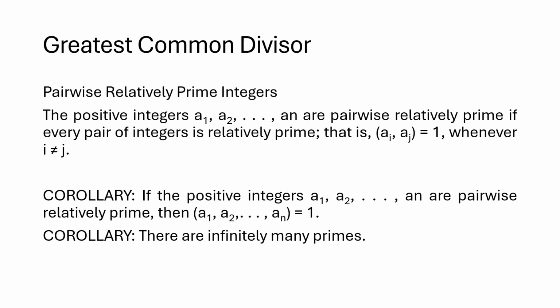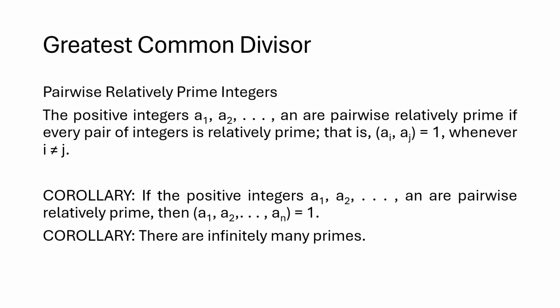So we have the pairwise relatively prime integers. The positive integers a sub 1 to a sub n are pairwise relatively prime if every pair of integers are relatively prime. That is, the GCD of a sub I and a sub j is equal to 1 whenever I is not equal to j. So here we have the corollary. If the positive integers a sub 1 to a sub n are pairwise relatively prime, then the GCD of a sub 1 to a sub n is equal to 1. And then we have another corollary.